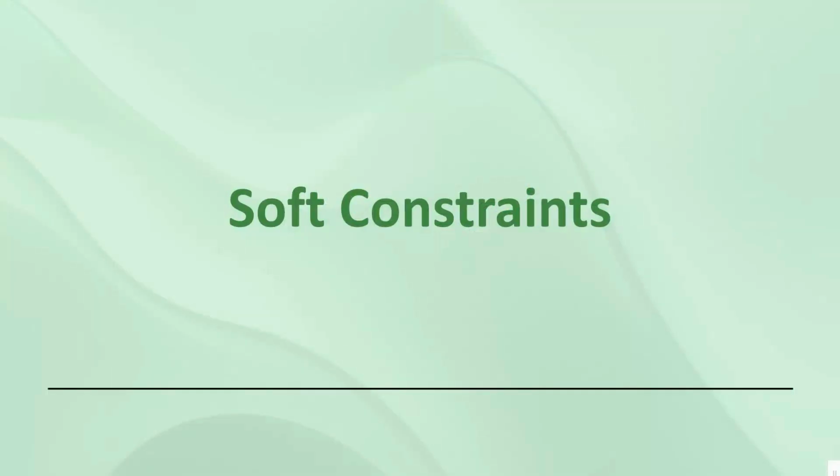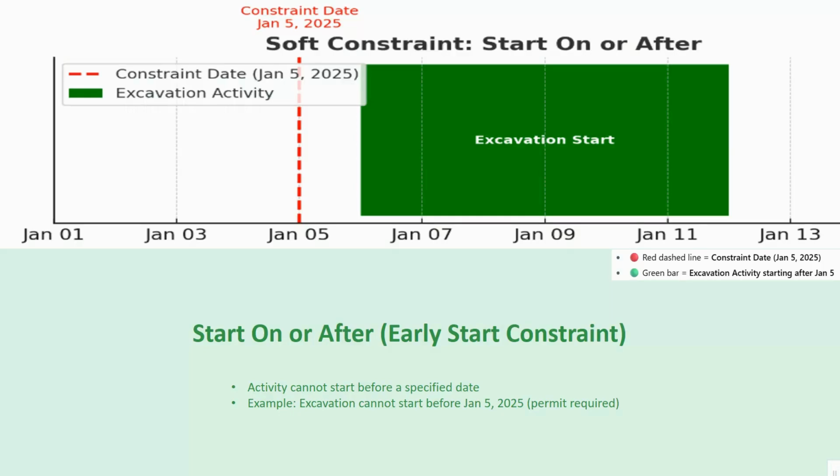Okay, so let's start with the soft constraints. I like to call these the flexible guidelines. They set a boundary for an activity's start or finish date, but they will not interfere with the project's logic unless they absolutely have to. So this gives you a lot of flexibility. Let's see what we have under the soft constraints.